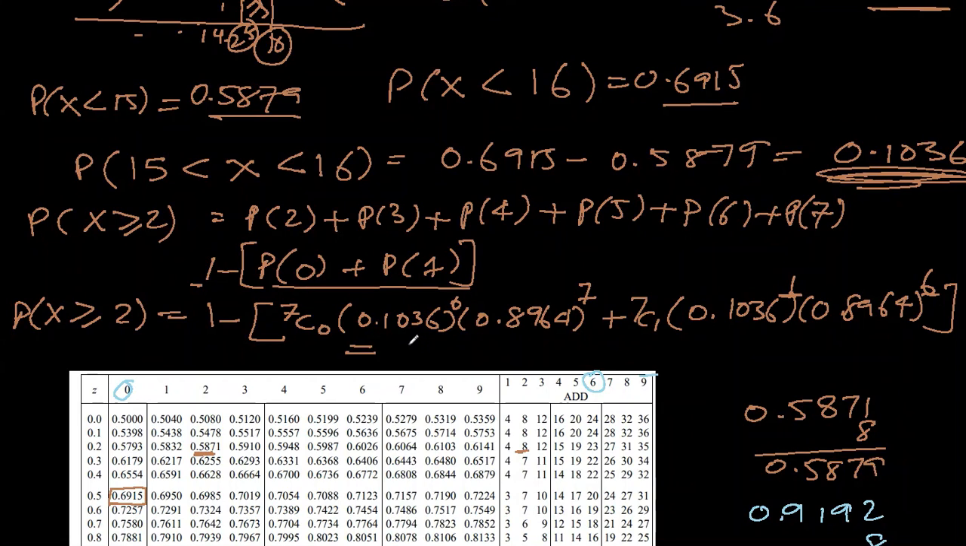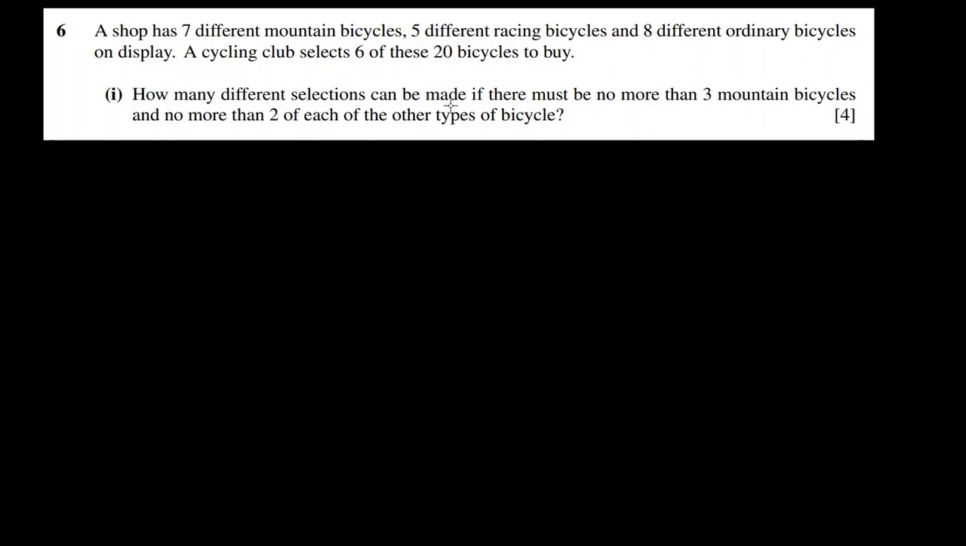Okay, when I use my calculator, I got the final answer as 0.159 probability. A shop has 7 different mountain bicycles.